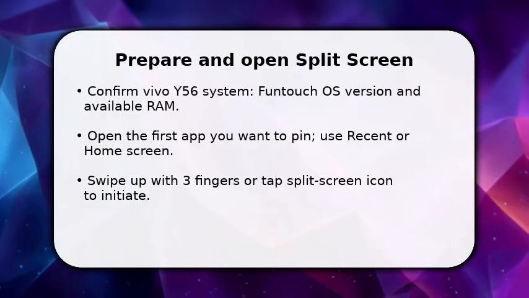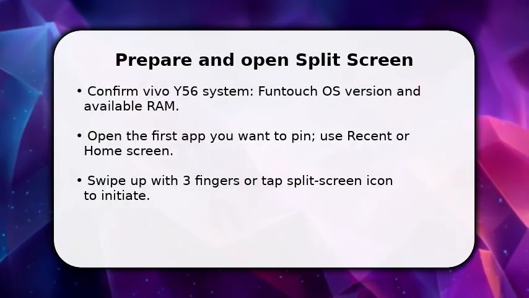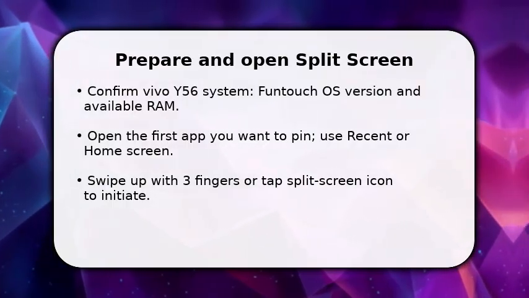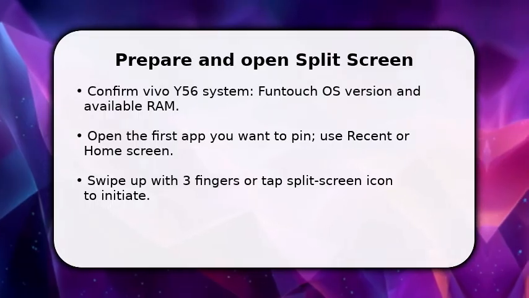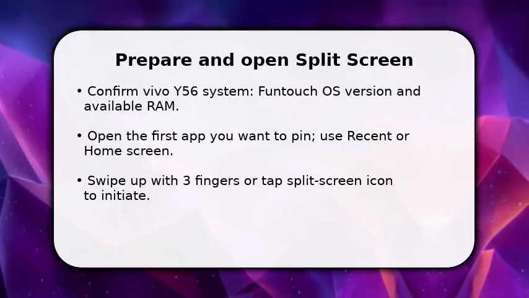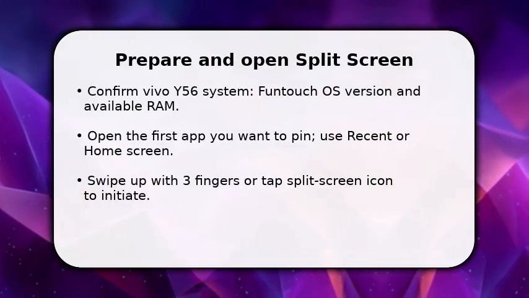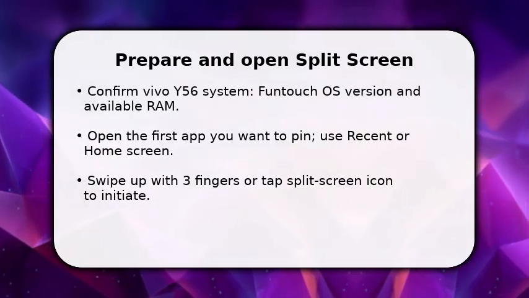Enjoy the video. You start by confirming your Vivo Y56 is responsive and you know which two apps you'll use. This saves backtracking. Open the primary app first so the system registers it. Once the app is active, swipe up with 3 fingers or tap the split screen icon in recent apps to trigger split mode. You'll see the app snap to the top or left.